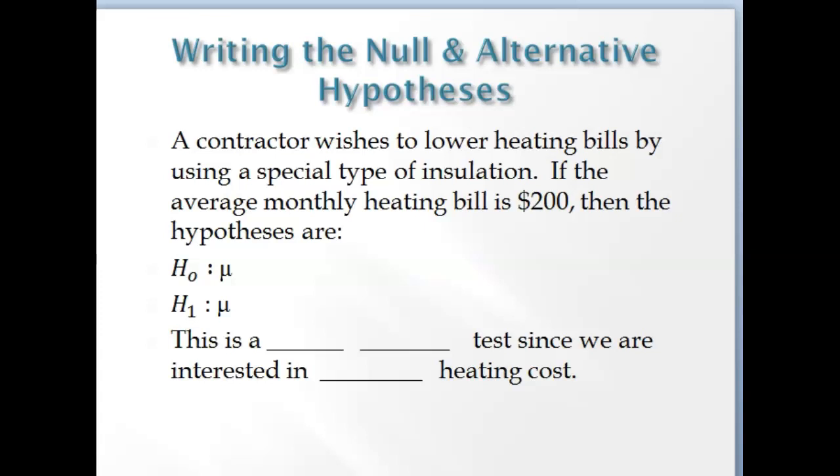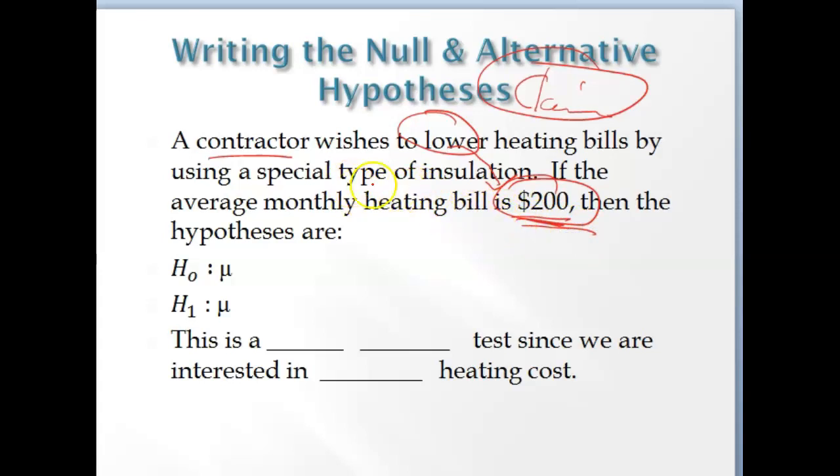A contractor wishes to lower heating bills by using a special type of insulation. If the average monthly heating bill is $200, then what are the hypotheses here? Again, what we've got to do is read in between the lines, and the first thing that you need to do is identify the claim. So this contractor has this special type of insulation, and he claims that if you use his insulation, then you can lower your monthly heating bill below the population mean.